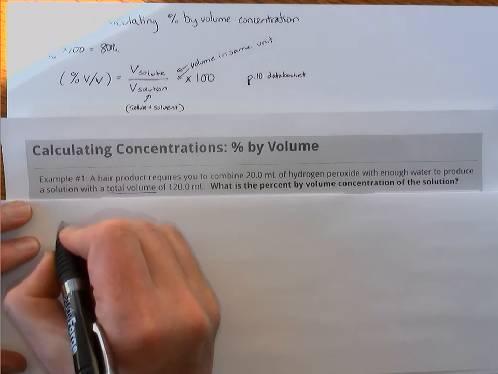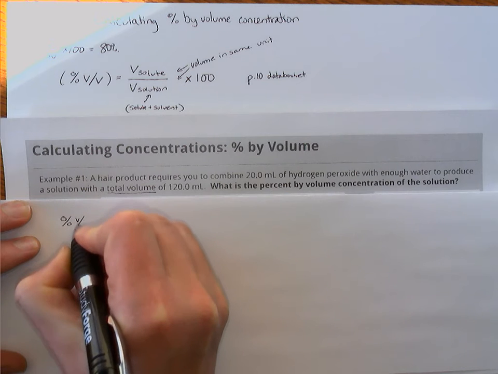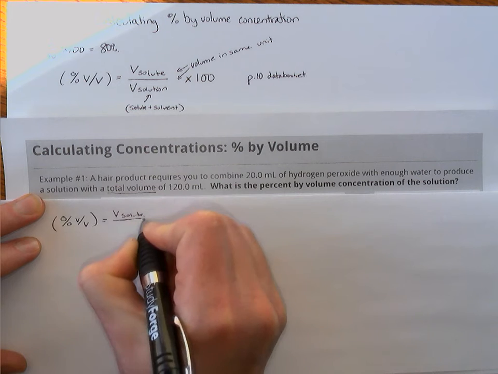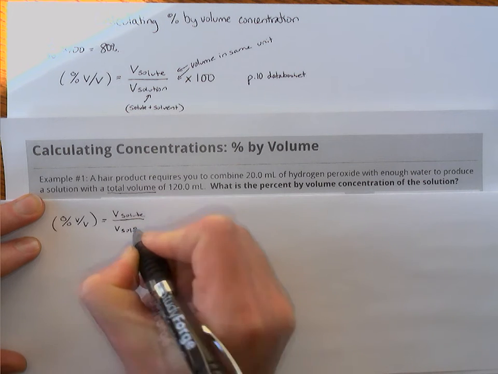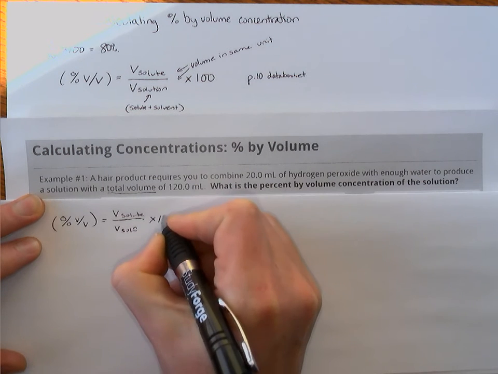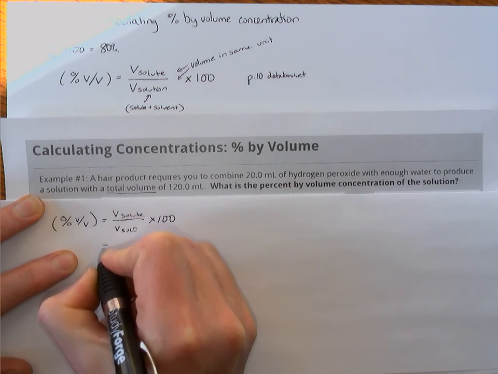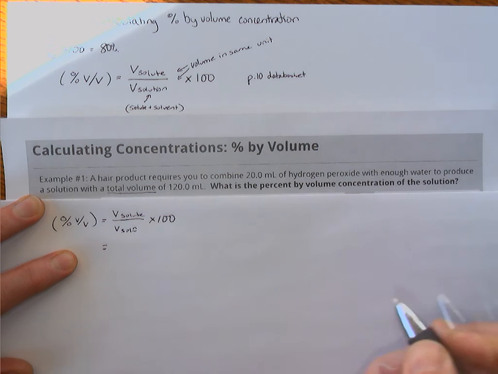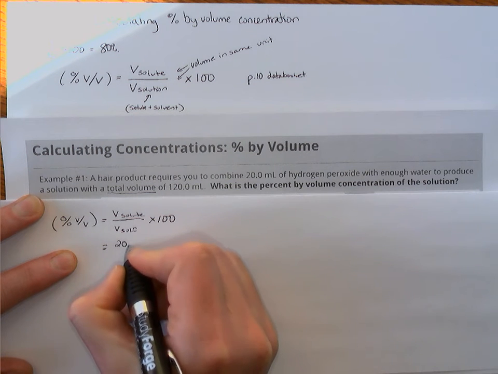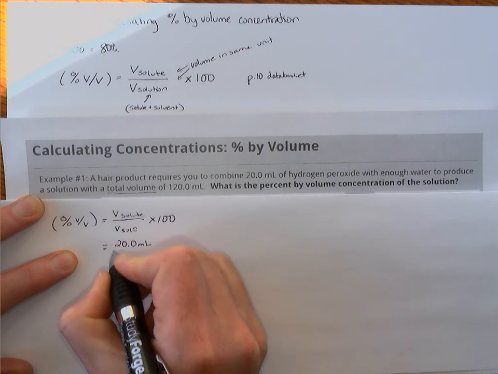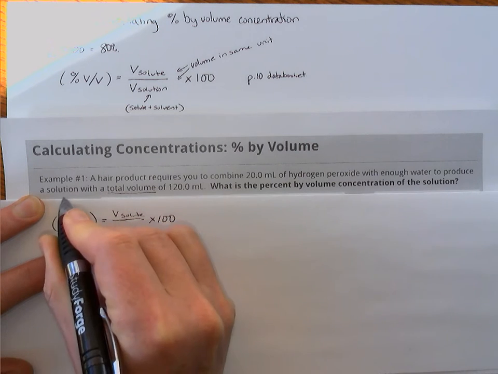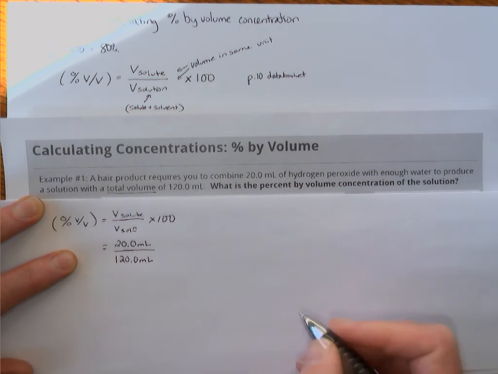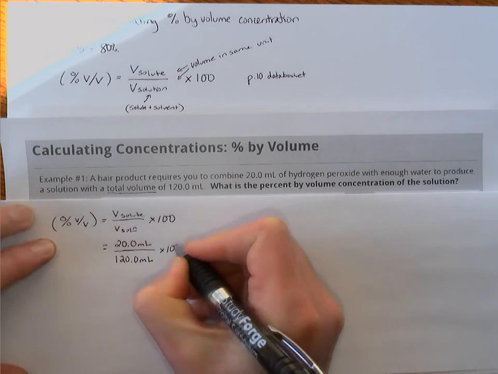All right, so let's take our formula from our data booklet. Percent volume equals the volume of the solute divided by the volume of the solution, and that's my little short form for solution, times 100. So we are given 20 milliliters of our solute. That's going to be mixed with the water. So we know our volume of our solute is 20 milliliters of the hydrogen peroxide, and our total volume of solution is 120.0 milliliters. They give us the same units, which is awesome. We're going to multiply by 100.